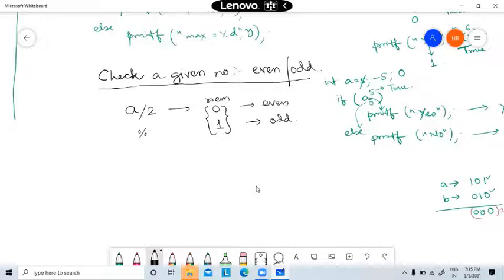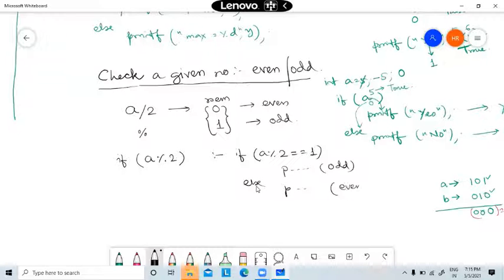Okay, so I will write it like this: if a modular division 2 bracket. Now what does it mean? I'm not writing the relation. I can write it like this also: if a modular division 2 equal to 1, then printf it is odd, else printf it is even. Okay, I will write it like this. But I'm not going to write this part, the relational part.